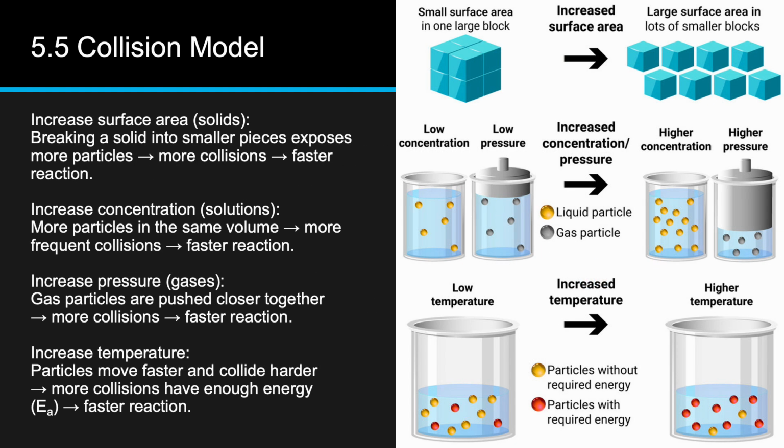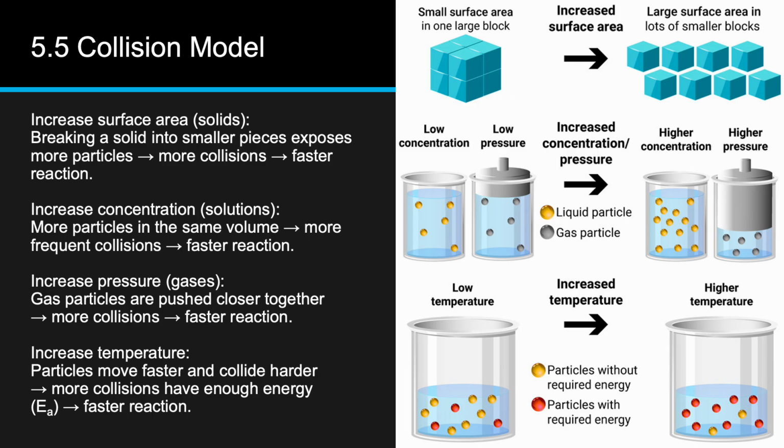Like discussed in 5.1, there are factors that speed up reaction rate by increasing the number of successful collisions. The first one we're going to talk about today is surface area. By breaking a solid into smaller pieces, we increase the surface area, which exposes more particles and leads to more collisions. In a solution, if we increase the concentration, that puts more particles in the same volume, so more collisions are going to happen more often. And then for gases, if we increase the pressure, that forces particles to move closer since it's decreasing volume, which also increases collision frequency.